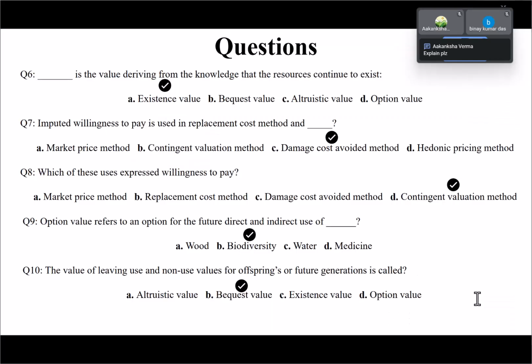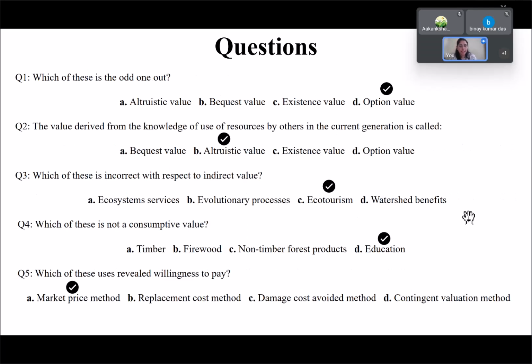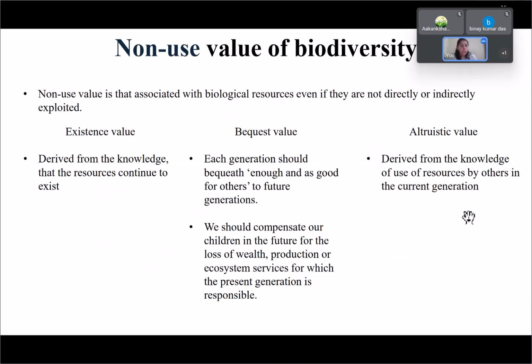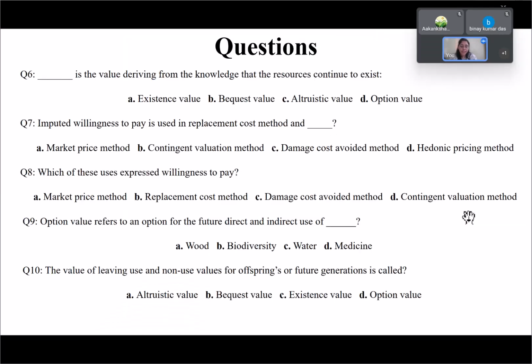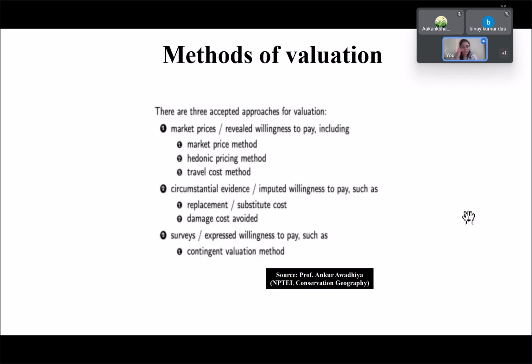Yes. So bequest value and contingent valuation, right? I'm trying to understand that. How do I do this? Okay, I'll go back to the slide and then I'll explain. So this is your bequest value, and let me see the eighth question. Contingent valuation. Okay, I'll start with the valuation first.